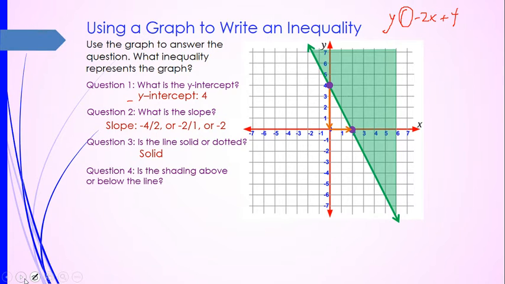Then I ask myself, where's the shading? Is the shading above or below the line? Well, in this case, the shading is above the line. And recall from your table that above means greater than. And it's solid, so it should be greater than or equal to. Then finally, we have every single piece of information we need to write the inequality in slope-intercept form.